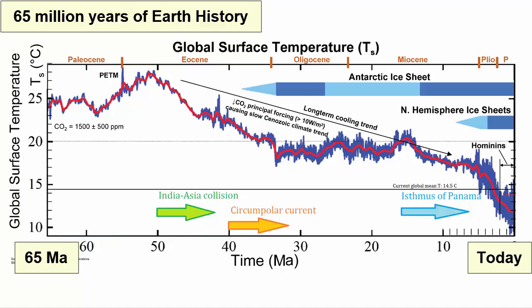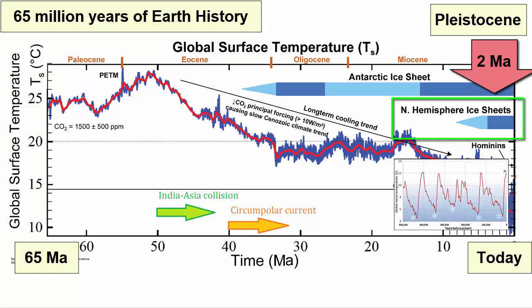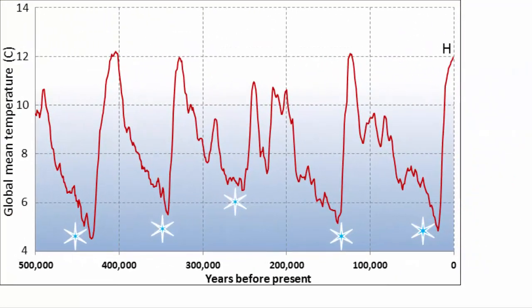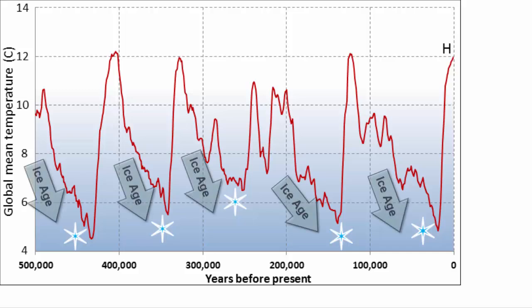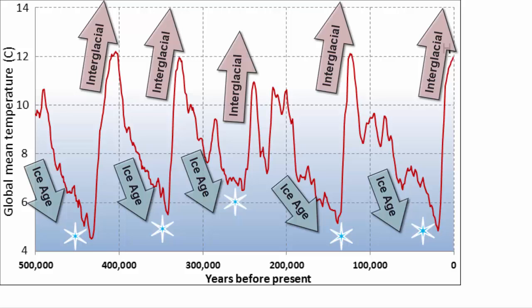Throughout most of Earth's history, the planet was much warmer than it is today. About 2 million years ago, the start of the geologic period known as the Pleistocene, Earth cooled enough to form glaciers that alternately advanced across the land and then retreated backwards. When the glaciers advanced and grew, we referred to it as an ice age. Intervening periods of time when Earth warmed and those glaciers retreated are called interglacials.